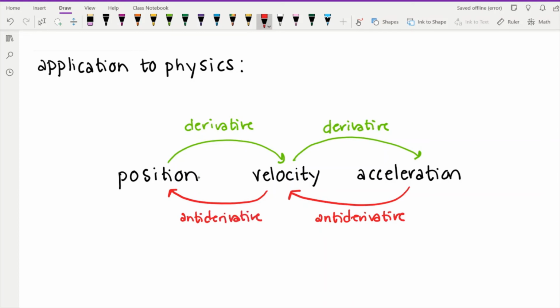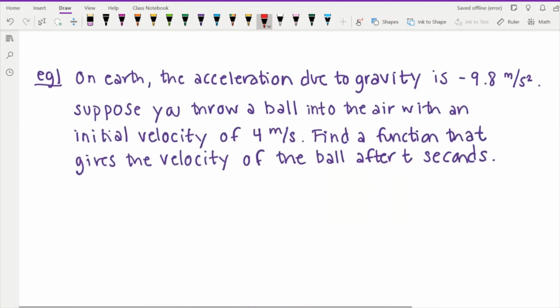And so this will enable us, just like how in Calculus 1, you probably did problems where you're given a position function and you find the velocity function. Now we can go the other direction. So you can be given an acceleration function and find the velocity function, and then find the position function from there. So let's try this out. So this says, on Earth, the acceleration due to gravity is negative 9.8 meters per second. Suppose you throw a ball into the air with an initial velocity of 4 meters per second. Find a function that gives the velocity of the ball after t seconds.